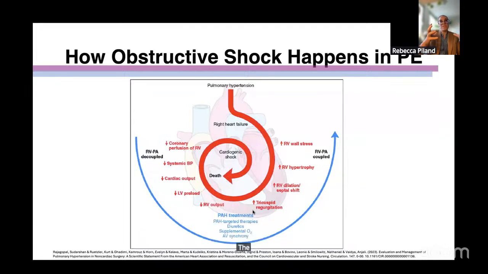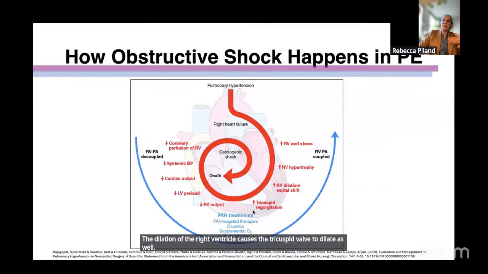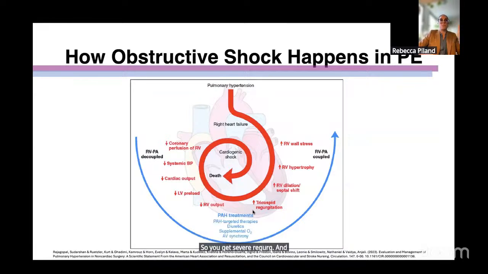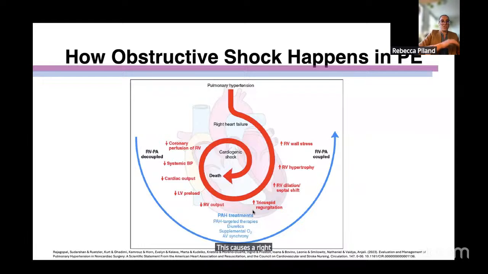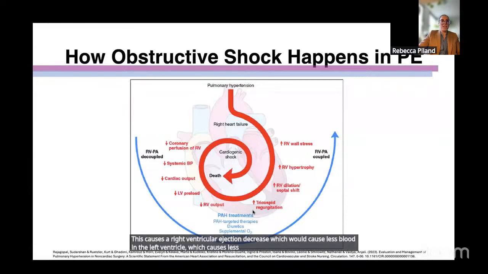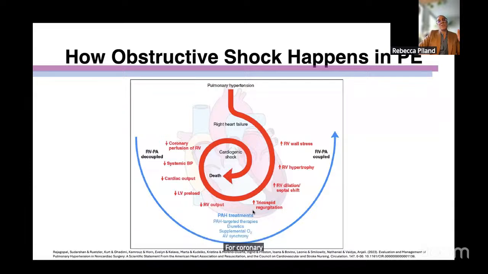The dilation of the right ventricle causes the tricuspid valve to dilate as well. So you get severe regurgitation. And so now you have another reason why you can't get from the right heart to the left heart. This causes a right ventricular ejection decrease, which causes less blood in the left ventricle, which causes less blood to leave for the body. And you can see how this spiral can be rapidly progressive and can lead to failure of output into the body, thus causing shock and ultimately poor coronary perfusion, which feeds back again.